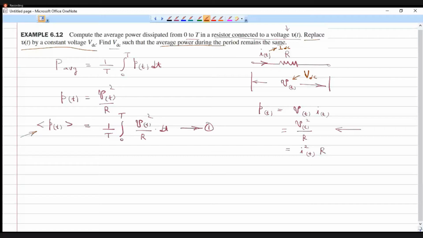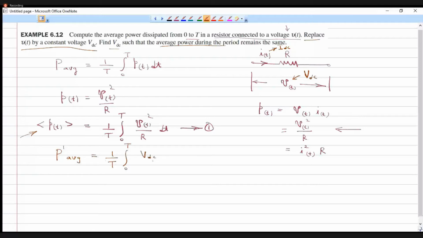So this power is going to remain the same, and I am just changing it to DC voltage. So what is that DC voltage which will keep this power the same? Let me call this P dash of average, the new power, where I have replaced this voltage source Vt with VDC, right?